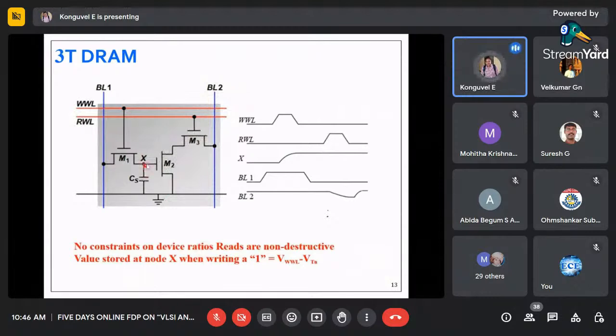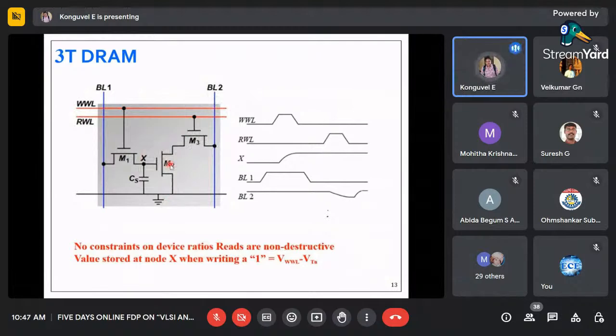In the other case, let us assume X is 0. If it is 0, M2 is not turned on. M3 is turned on, but M2 is not turned on, so the BL2 line will be maintained at 1. So inside is X, and what is read is 1. You attach an inverter to see what is there in the cell. So this is how the 3 transistor dynamic RAM works.